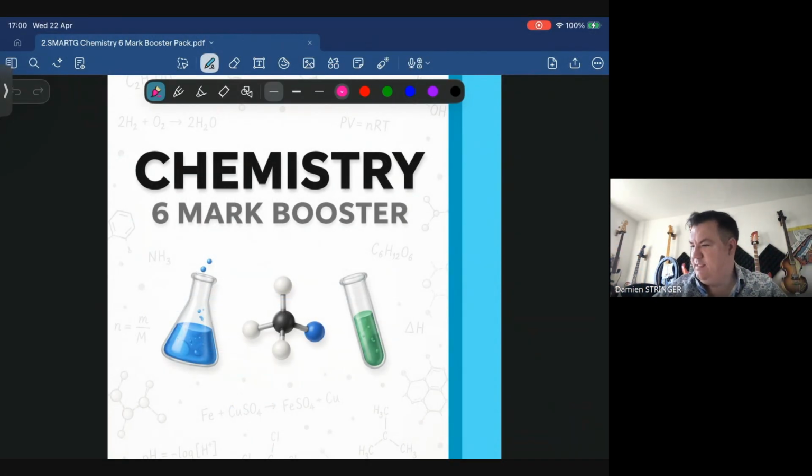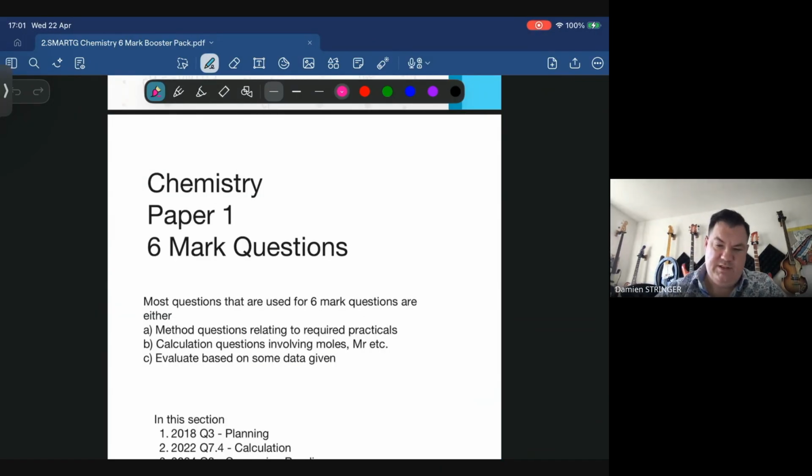Chemistry 6 markers today. They're kind of my favourite because you can use the Smart G method on those. So we're going to do a bit of that. Not much more to say, really. So I split it up again into paper 1 and paper 2. Most of the things, in fact, I think all of them are the same for Excel and AQA.